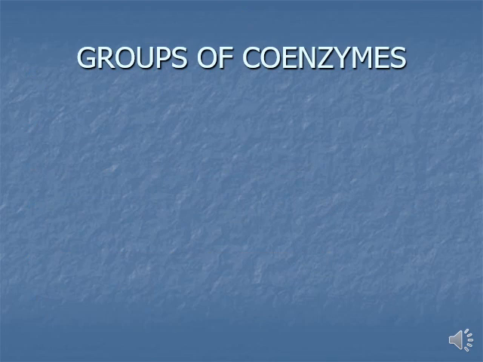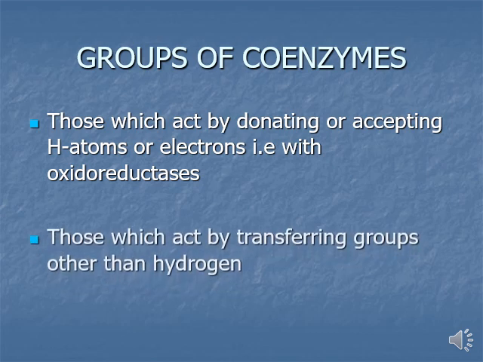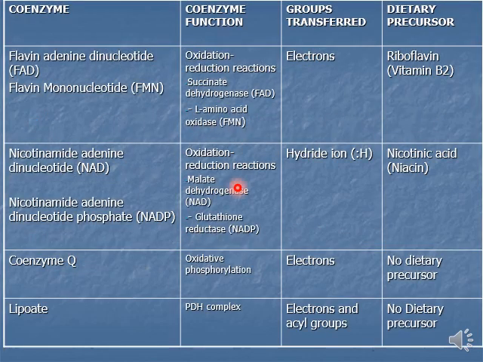Groups of coenzymes. Coenzymes can be broadly divided into two major groups. First are those which act by donating or accepting hydrogen atoms or electrons, that is, with oxidoreductases, and the second group are those which act by transferring groups other than hydrogen. But all the coenzymes do not necessarily fall into these two groups. This table shows the various coenzymes, their function, groups transferred by them, and their dietary precursor.